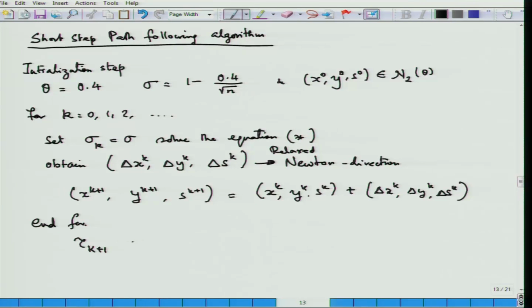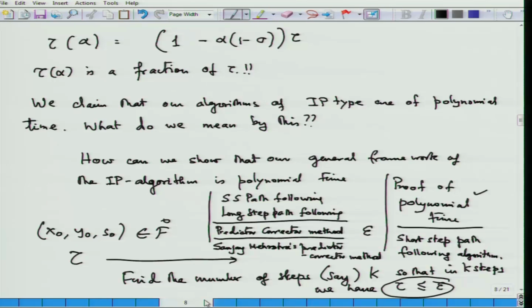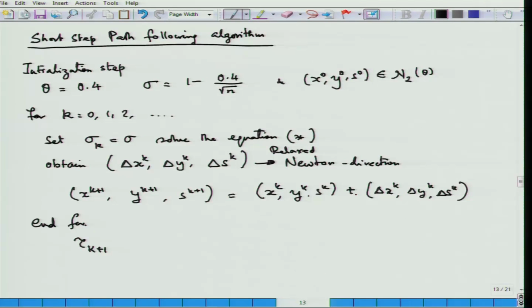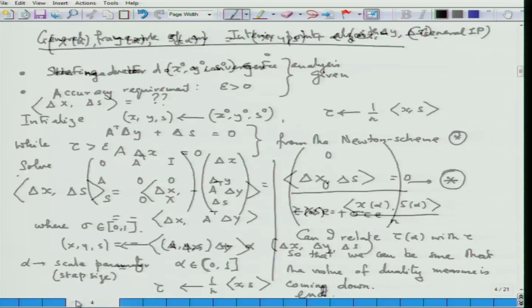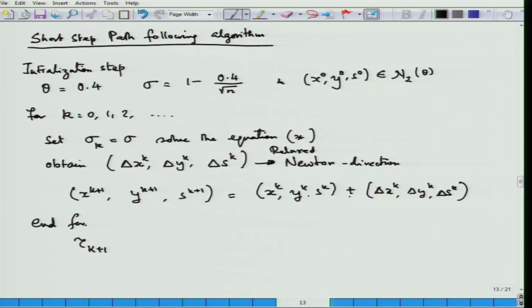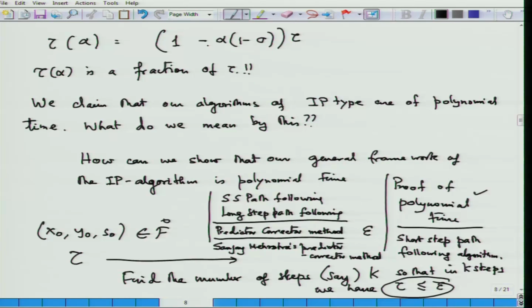Now, tau k plus 1 we have shown earlier, if you remember this estimation that we did. Tau k plus 1, in this case of course, depends on alpha. Here alpha is nothing but 1. There was an alpha between 0 and 1, and I have chosen it to be 1 in the short step path following method. So, you have alpha equal to 1. So, tau k plus 1, if you again go back and see the calculation, is 1 minus sigma into tau.